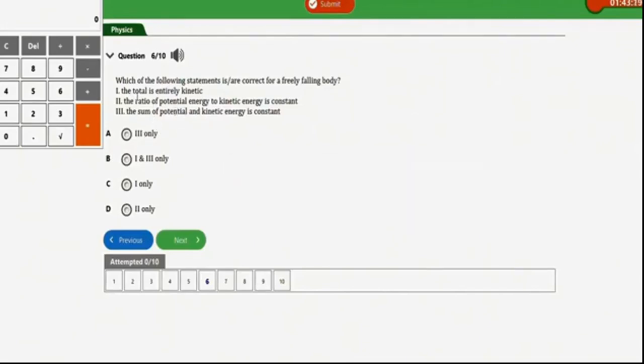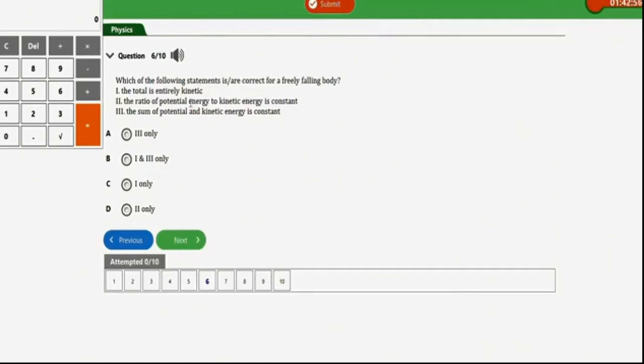Alright, so let's look at what we have. We have I, the total energy is entirely kinetic. II, the ratio of potential energy to kinetic energy is constant. III, the sum of potential and kinetic energy is constant. We are asked which of the following statements is correct for a freely falling body.